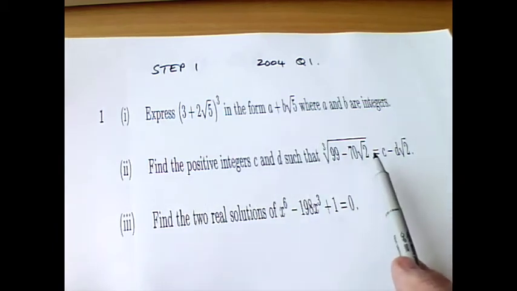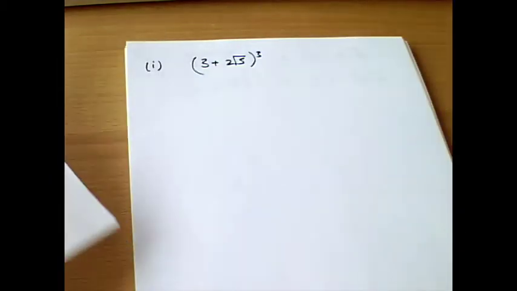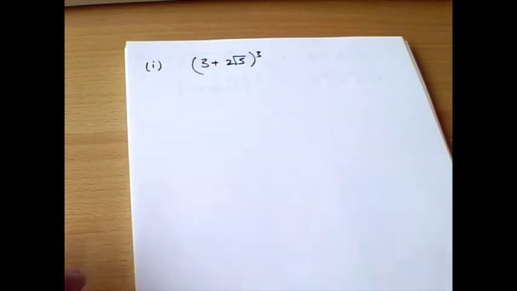The second part, we need a little bit of rearrangement here, as we'll discuss. And the third part is a heavily disguised quadratic equation. So let's look at the first part.